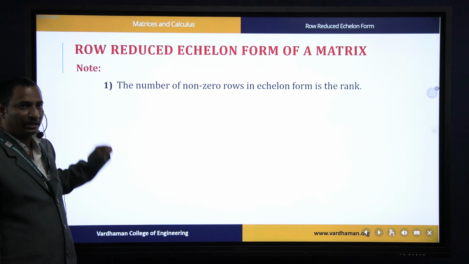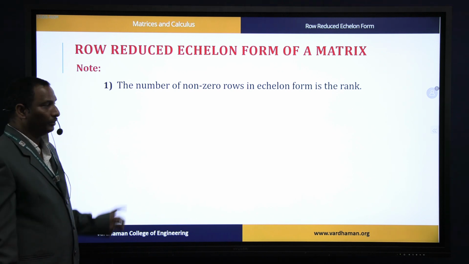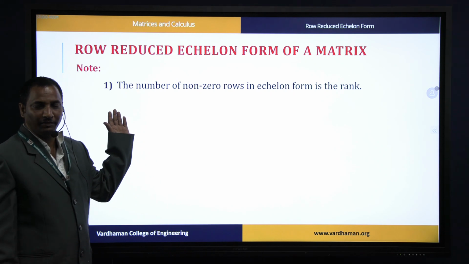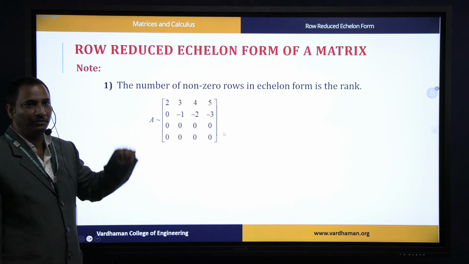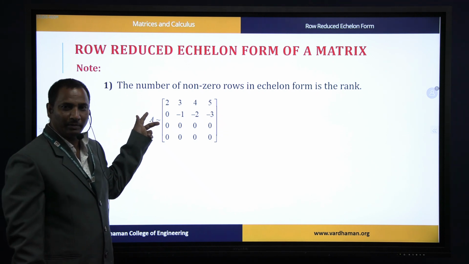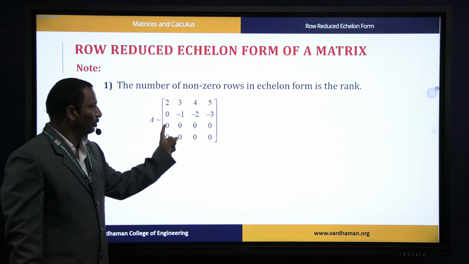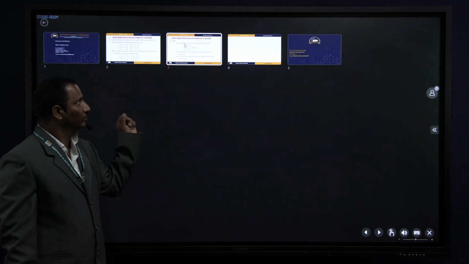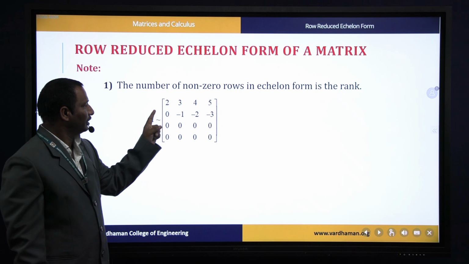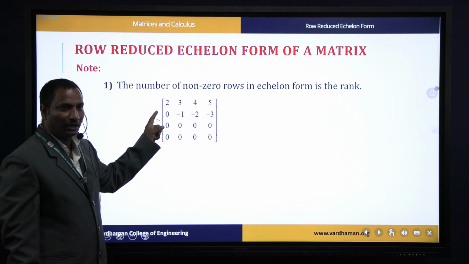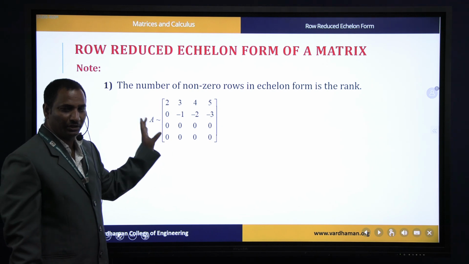Now some important results of the echelon form. We will find the rank of an echelon form by using the number of non-zero rows. For example, this is the matrix A, and we can see it is in the structure of an echelon form, as the first row's first element is non-zero and the number of zeros in each row increases. So it is in echelon form.